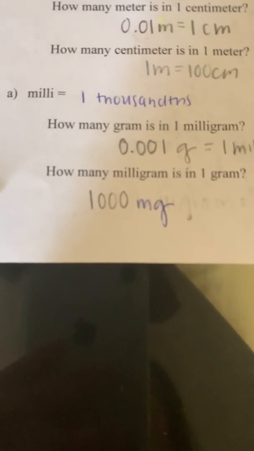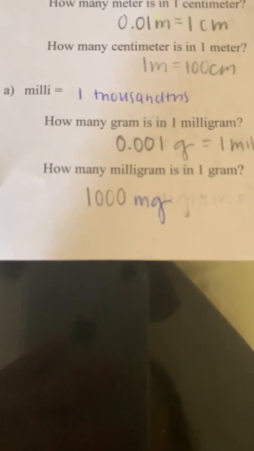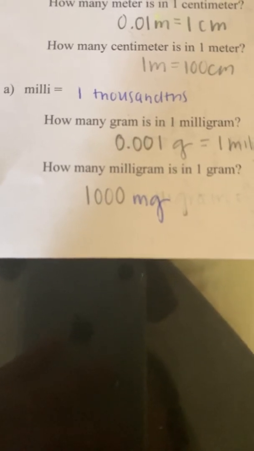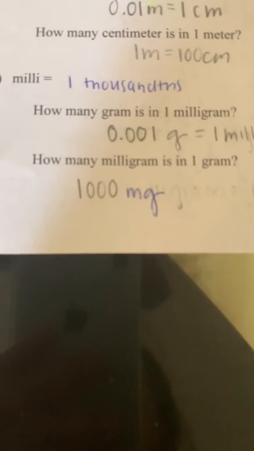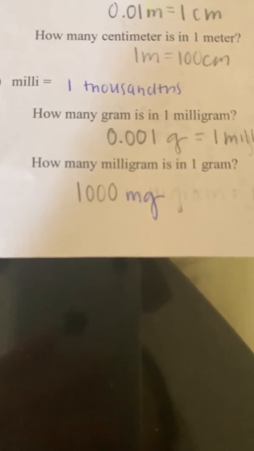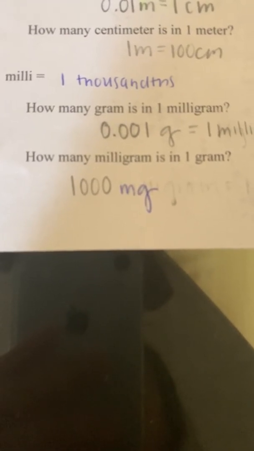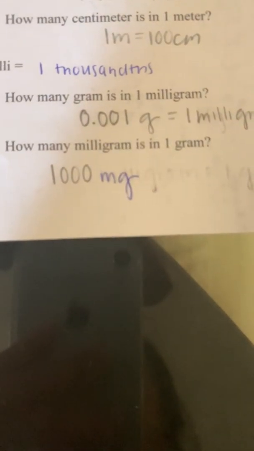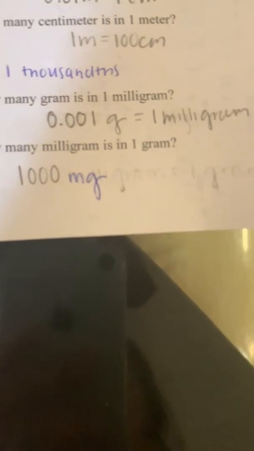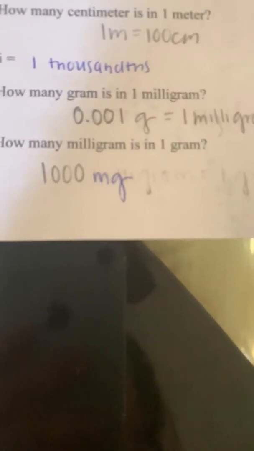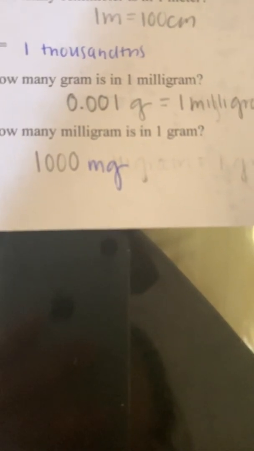So milli equals what? 1,000. How many grams are in 1 milligram? You would divide 1 by 1,000, and you'd get 0.001 grams equals 1 milligram. How many milligrams are in 1 gram? Then you just reverse it, and you'd get 1,000 milligrams in 1 gram.